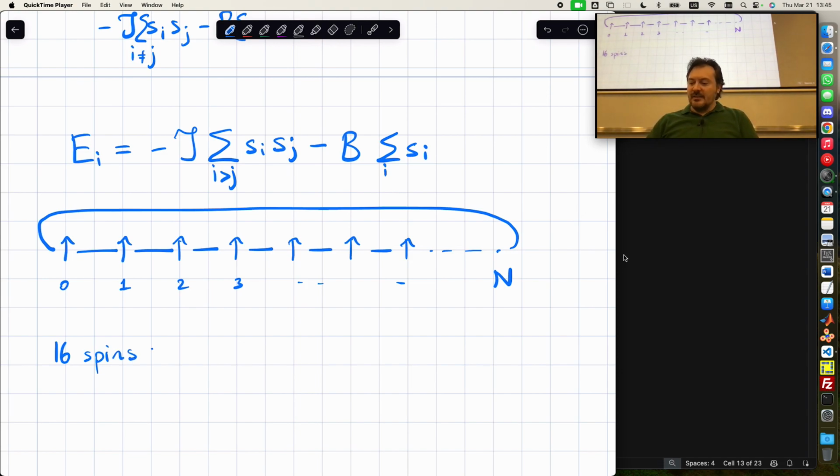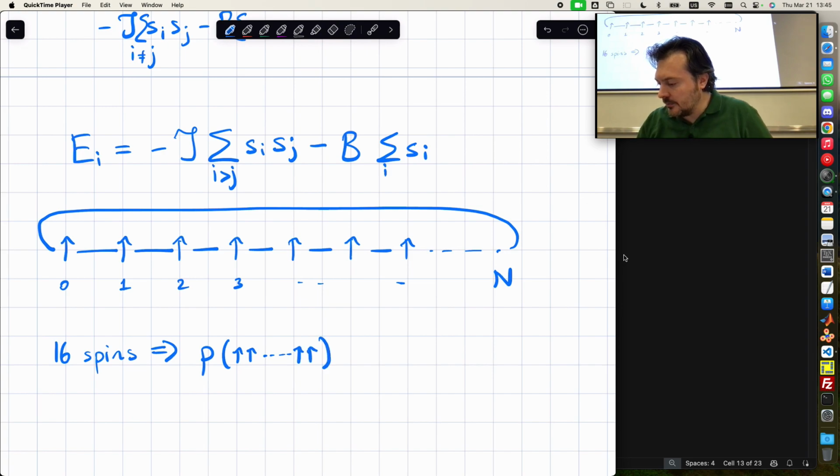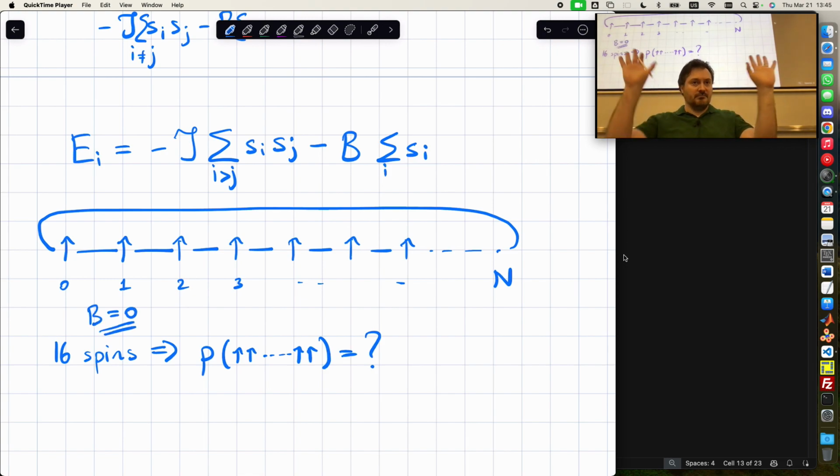How would you find the probability of a certain state? For example, the probability of everything being up. I give you J, I give you B, I give you KBT. Let's take B to be 0. For this case, B is 0, let's say. You only have J. Are you following? Yes?